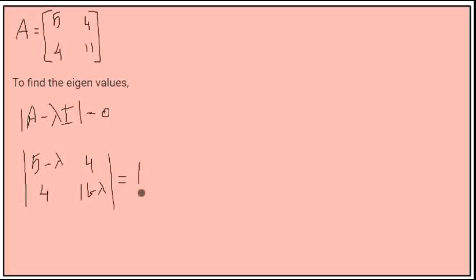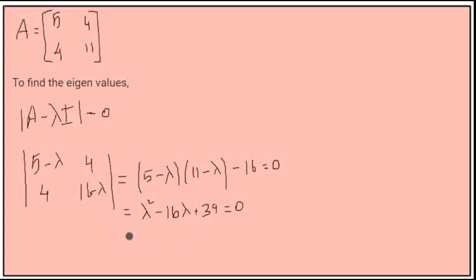To find the determinant, we do the cross multiplication, that is 5 minus lambda into 11 minus lambda minus 4 into 4, 16, and that is equal to 0. Now we do the multiplication within the brackets and simplify to get lambda squared minus 16 lambda plus 39 is equal to 0. So now we have a quadratic equation. We have to find the roots of this equation to determine the eigenvalues.